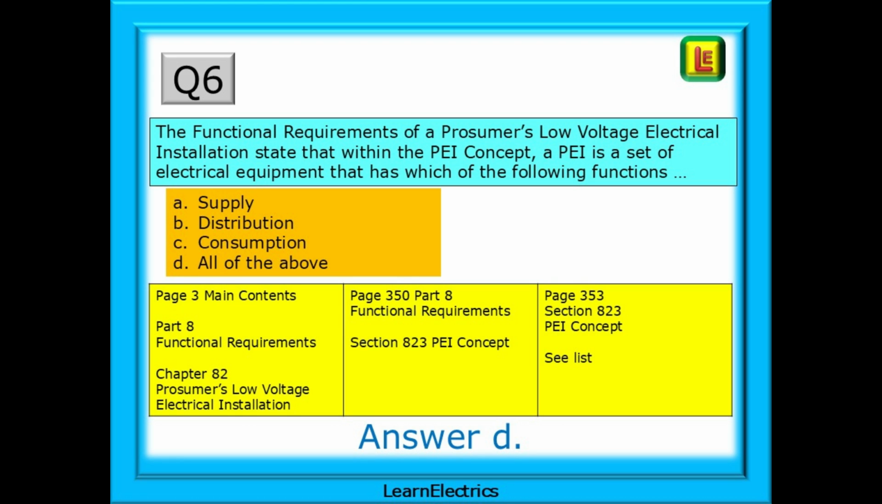In the bottom half of page 3 we have part 8, functional requirements, and a reference to chapter 82, prosumer's low voltage electrical installation. This directs us to page 350, where section 823 indicates information about the PEI concept. Moving to section 823 on page 353, we can see PEI concept and a list. Looking at the possible answers, all 3 answers appear in that list. Our answer must be all of the above and answer D.